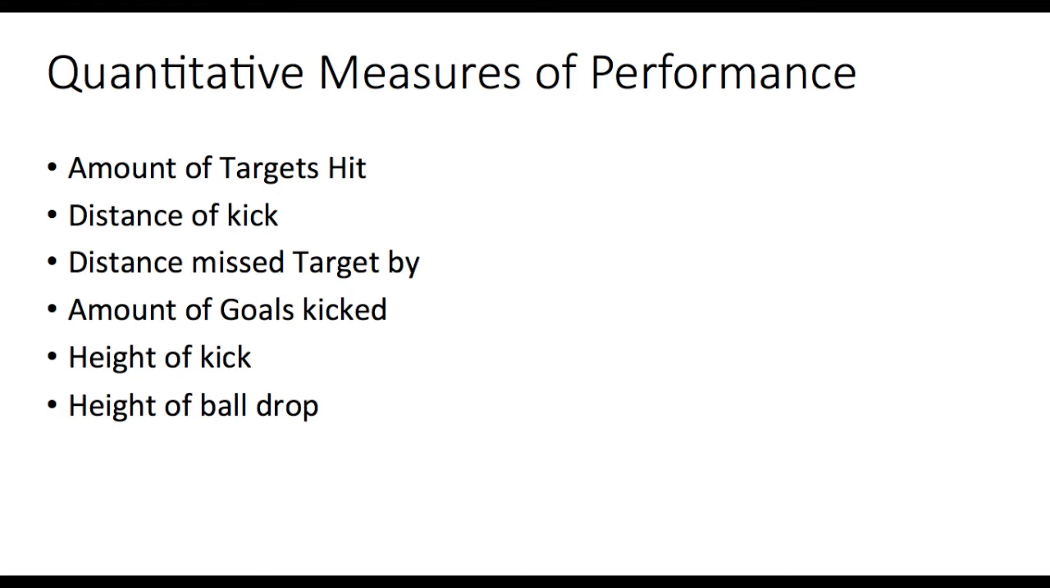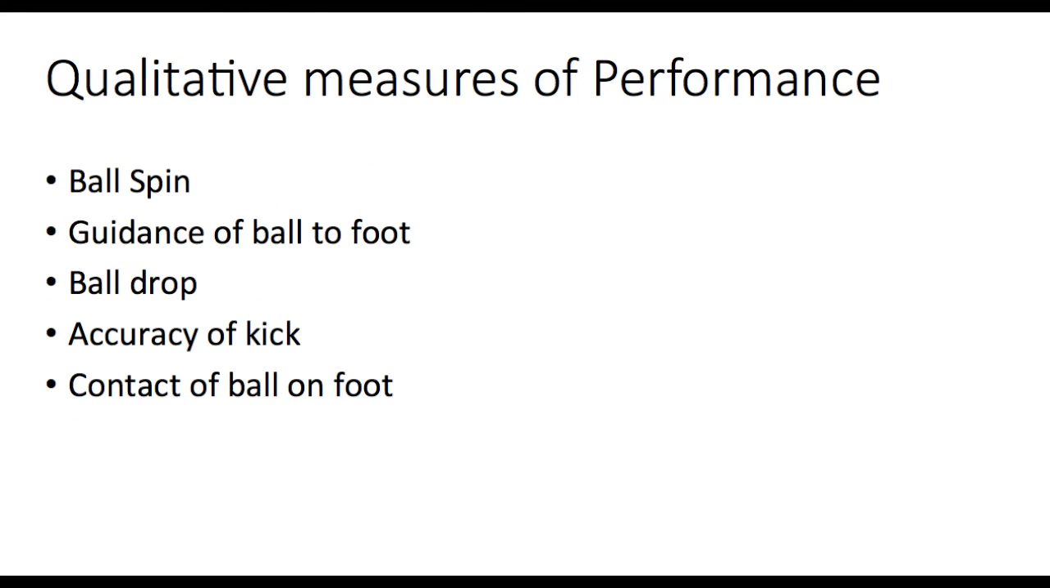The measures of an AFL kick can be taken in many different ways, such as the quantitative measures, such as the amount of targets hit, the distance of the kick, and the height of the ball drop in relation to the foot. Qualitative measures of performance in AFL focus on the actual quality of the kick itself, such as ball spin, ball drop, and contact of the ball on the foot.